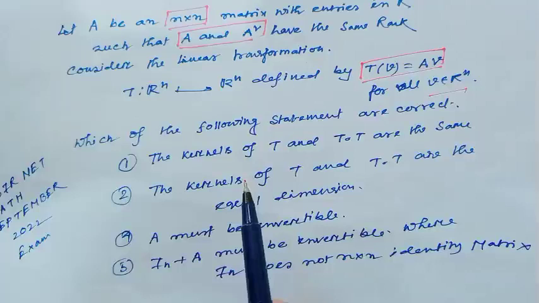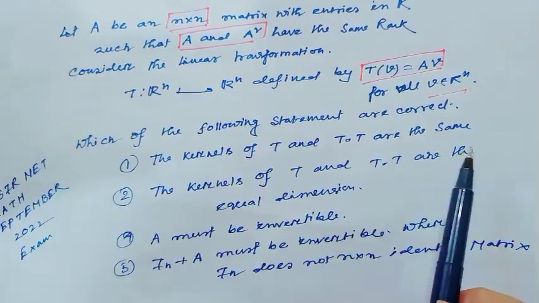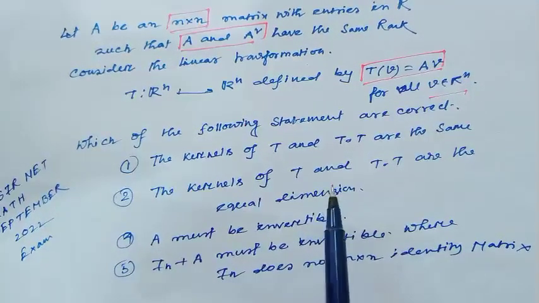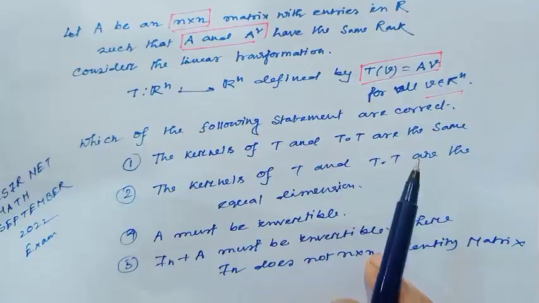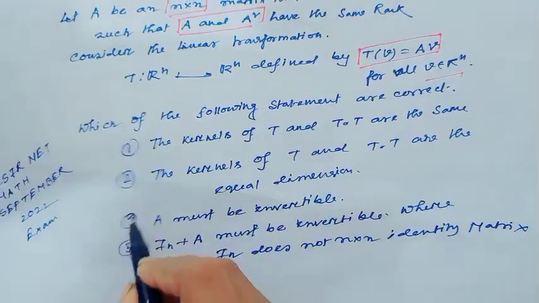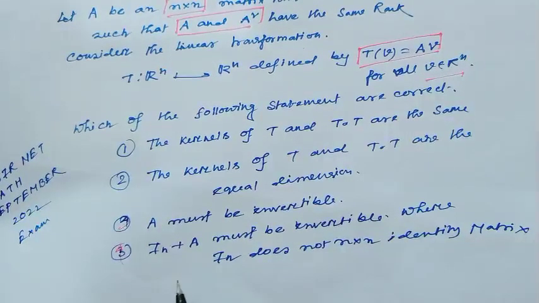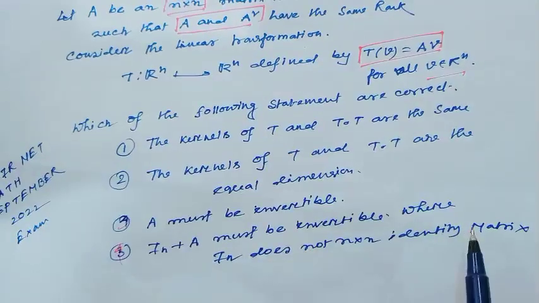Option 1: Kernels of T and T composition T are the same. Option 2: Kernels of T and T composition T have equal dimension. Option 3: A must be invertible. And option 4: Identity plus A must be invertible.